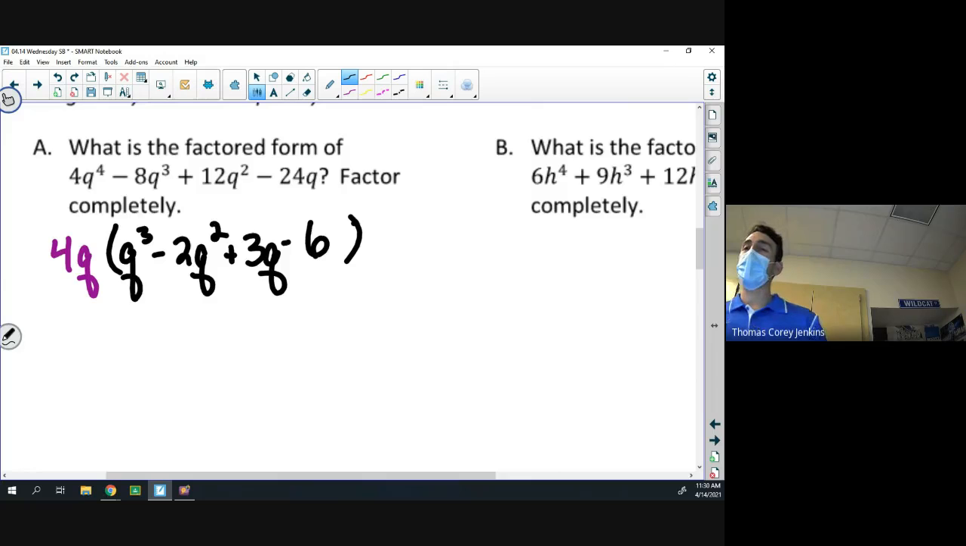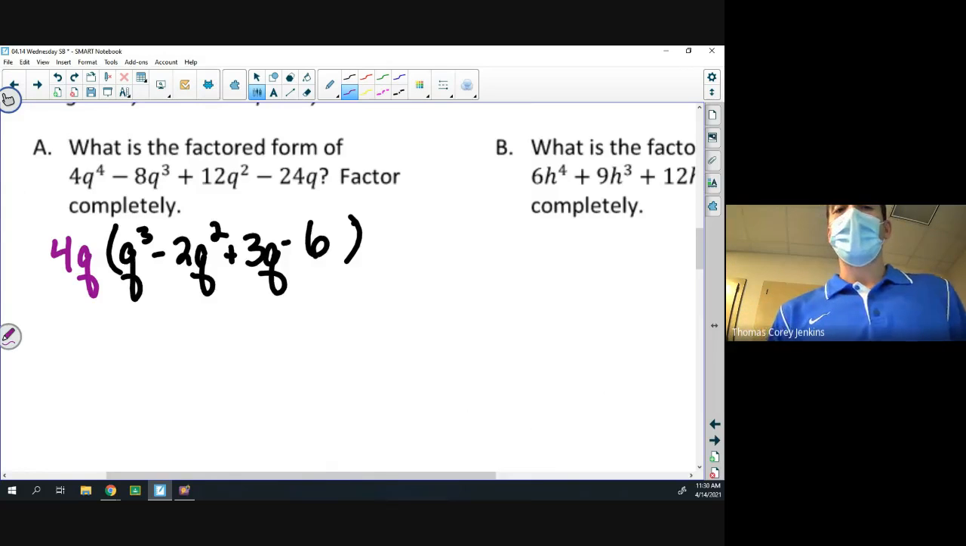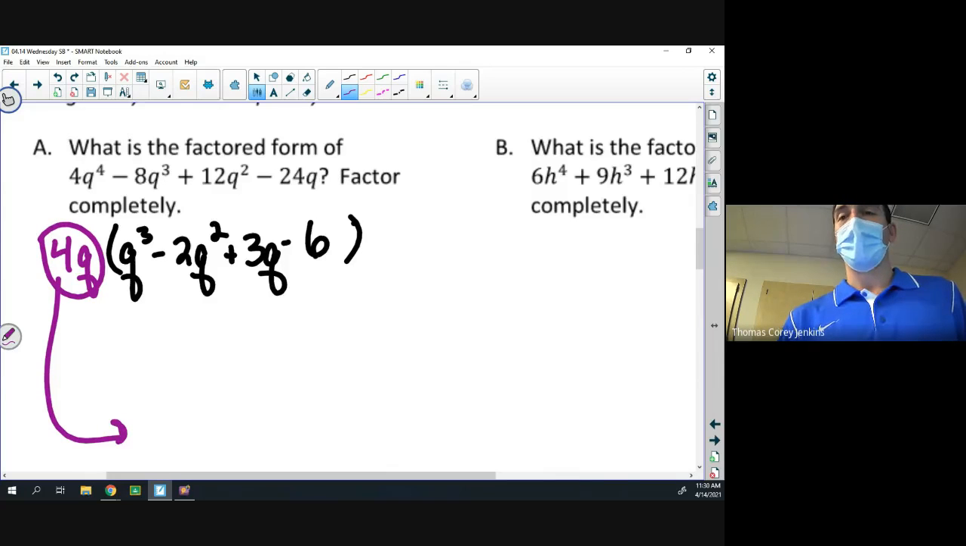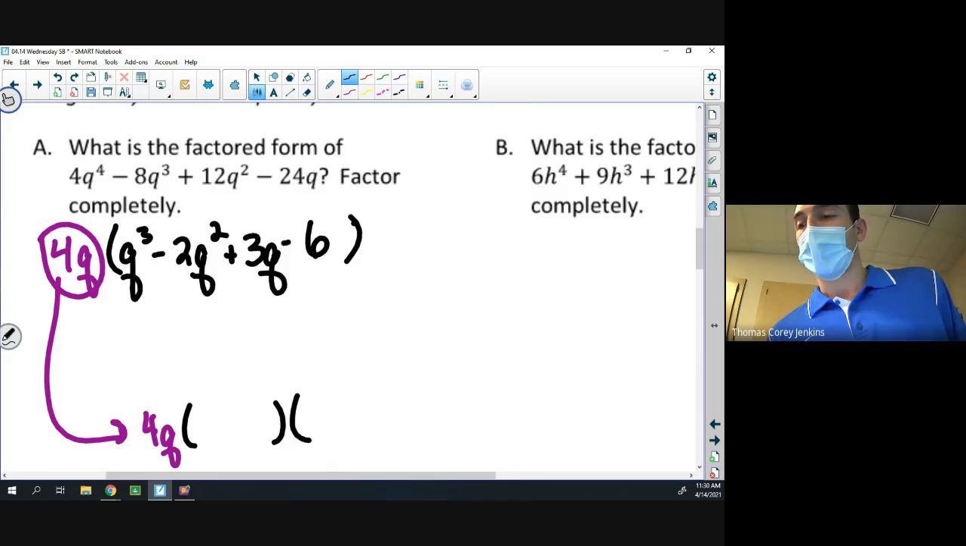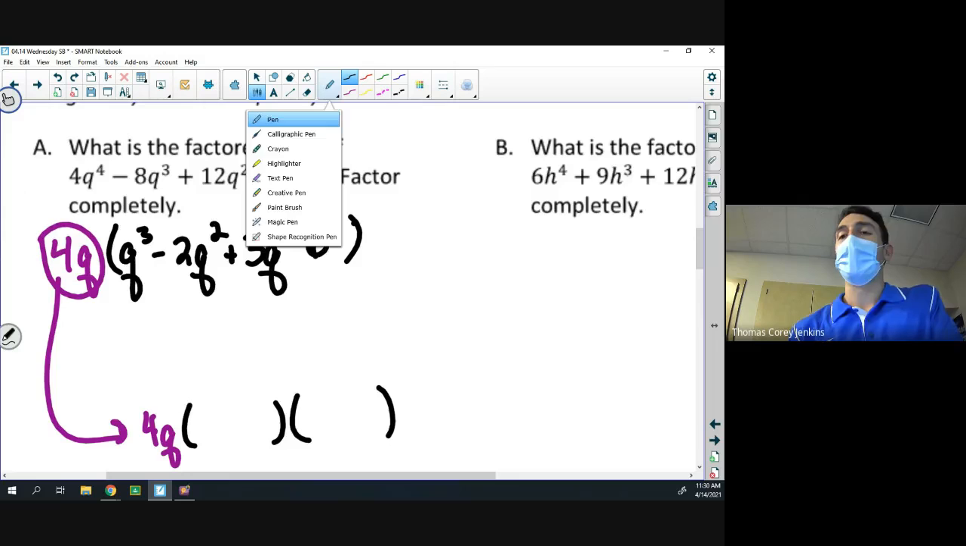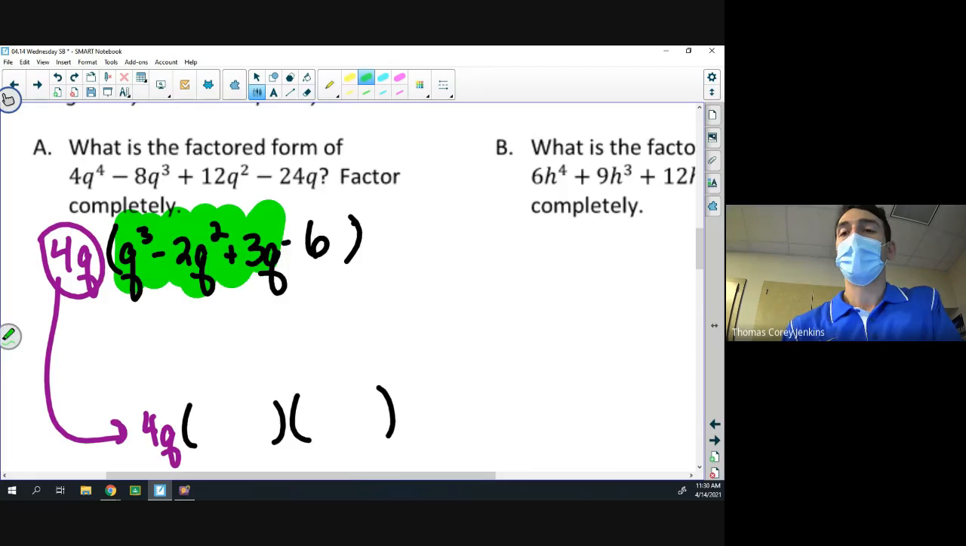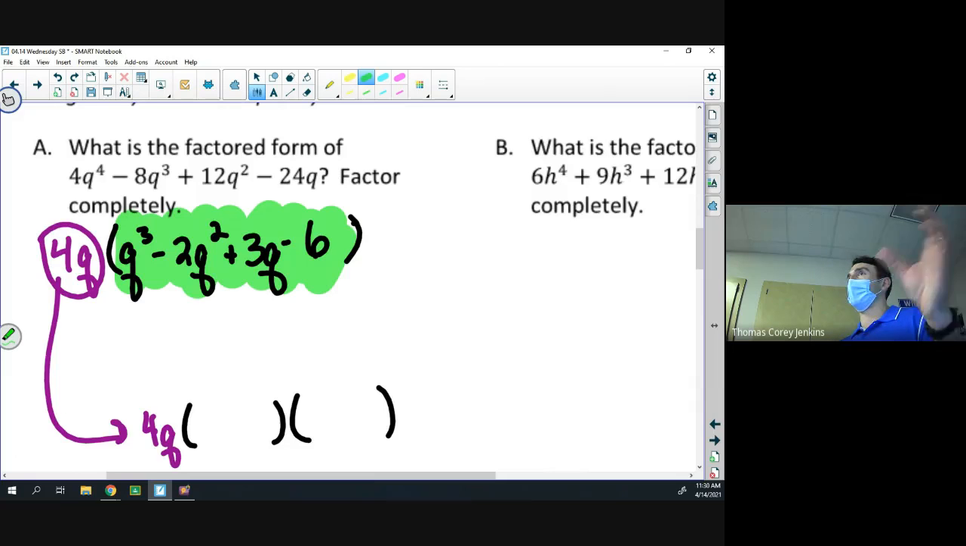All right, so basically from that point, I know that 4q is a factor of my answer, but basically I just ignore it until the end. So I'm just going to drop it down as part of my final answer, which is going to be 4q times some binomial times some other binomial. That's how my answer is going to be when I have a GCF, okay? All right, so then we're just focusing on what's in parentheses. Then we factor that by grouping. So now basically what's in there is just like an example 1 problem, okay?